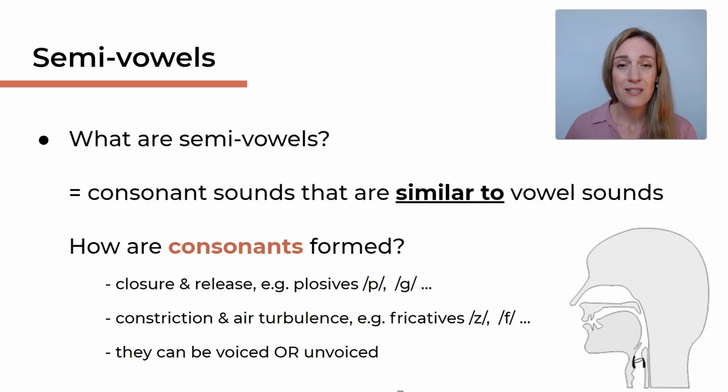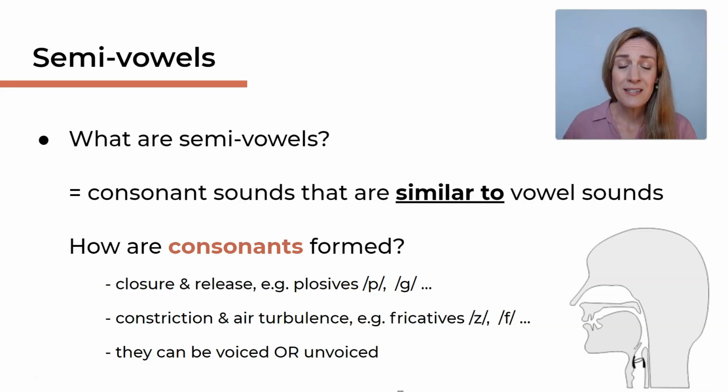So some sounds are formed by forming some sort of closure. For example, p and g. There's closure in some part of the vocal tract, and that is released. And so the sudden release of air produces a sound. Those are called plosives. Sometimes there's also some constriction that causes air turbulence that we can hear. Those are fricatives, for example. Z and f are just two examples, and there are many more.